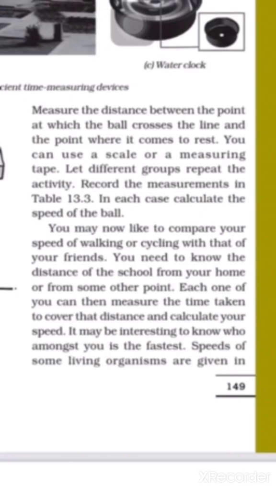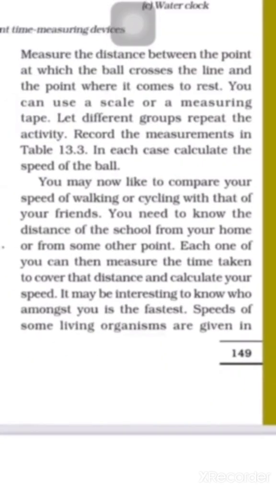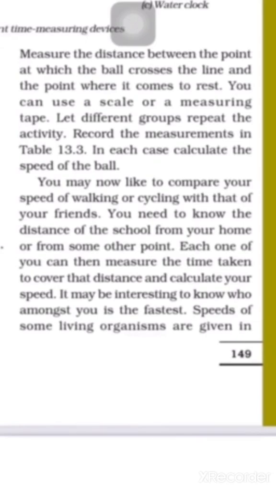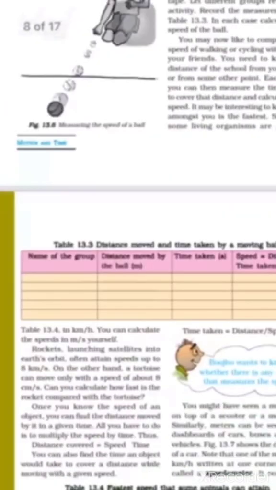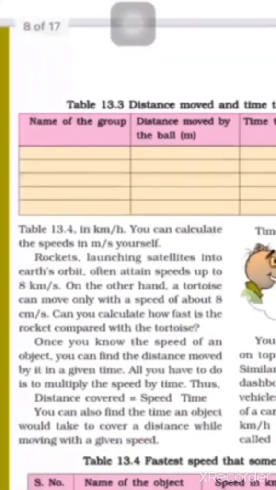Let a different group repeat the activity. Record the measurements in table 30.3. In each case, calculate the speed of the ball. You may now like to compare your speed of walking and cycling with that of your friend.